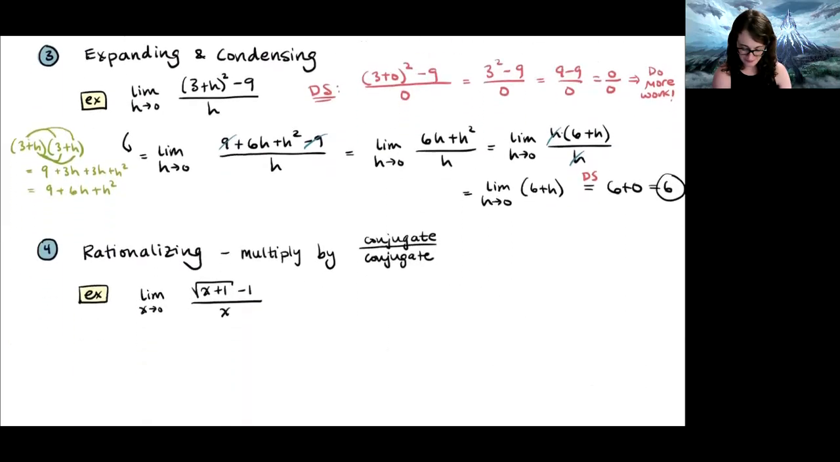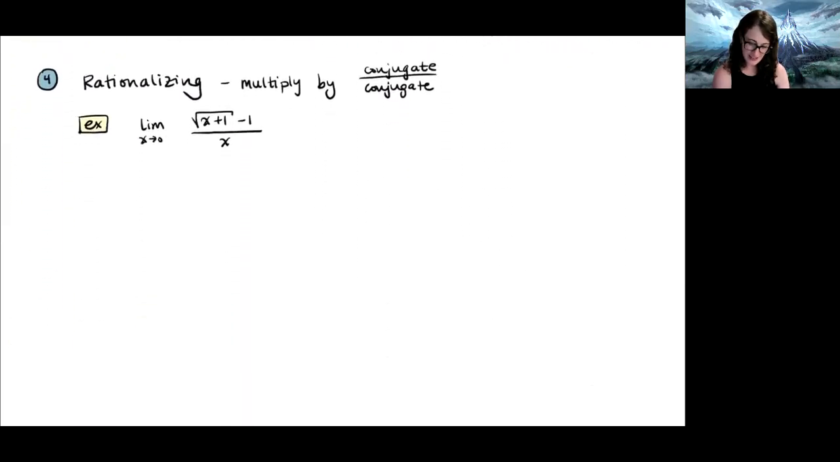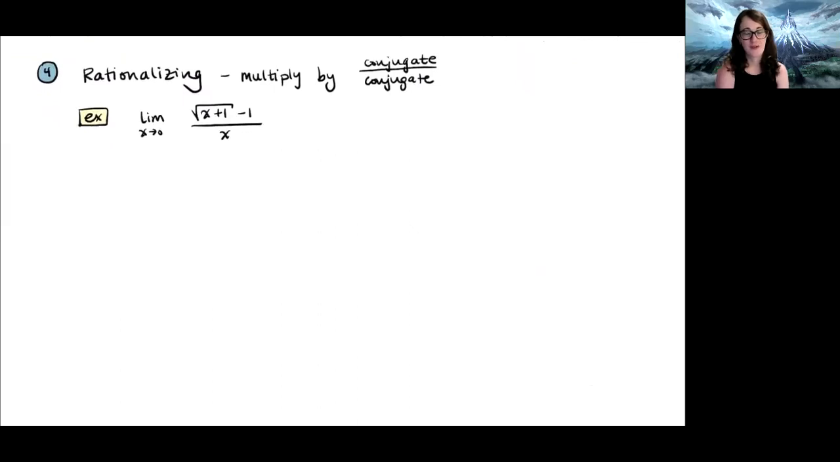Strategy number 4 has to do with rationalizing. So of course, this is multiplying by the conjugate over the conjugate.